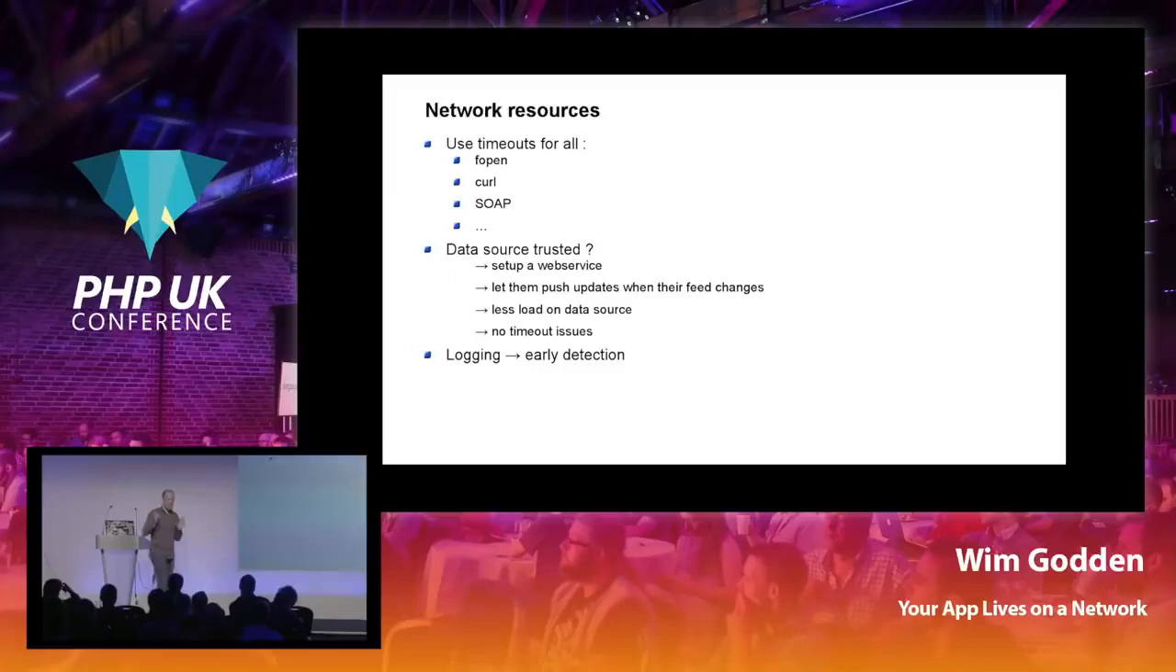Now, if we're talking about network resources in your code, use timeouts for everything. Whether that's an fopen or a curl request or a SOAP request or whatever it is, use a timeout. Don't rely on the standard timeout of 60 seconds. In this case, if you own that other data source, just do the opposite direction. So get the feed instead of pushing it the other way.